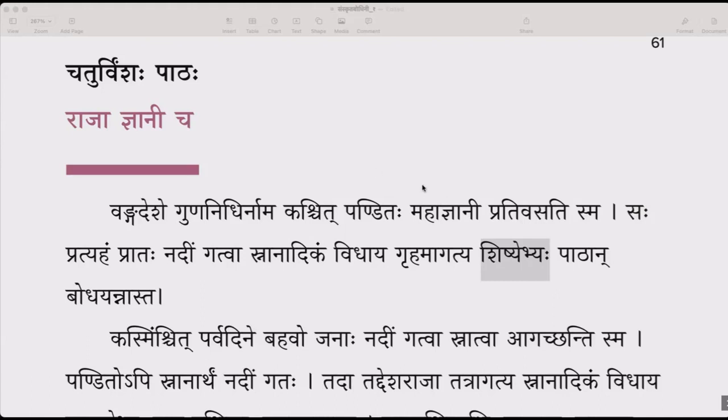So this langalakara goes back to pratyaham prataha. In the morning, he would teach his students. That's what it means. So saha pratyaham prataha, every day in the morning, he would go to the nadi. And then snanadikam vidhaya, after doing snanam and other anushtanam, etc., griham agatya, after coming back to the house, shishyebhyaha, to his students, paathana lessons bodhayan asta. He stood, he was teaching these things.